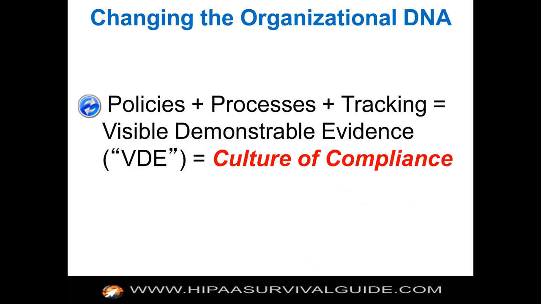Here's what you want to keep in mind: you're going to have a need for policies, processes, and tracking mechanisms. You've got a training policy, you've got processes by which you execute that training policy, and you've got tracking mechanisms to track process results related to a training requirement, for example. If you have all three, you can have visible, demonstrable evidence of compliance, and you're on your way to establishing a culture of compliance, which is the buzzword that HHS has been using for the last several years.